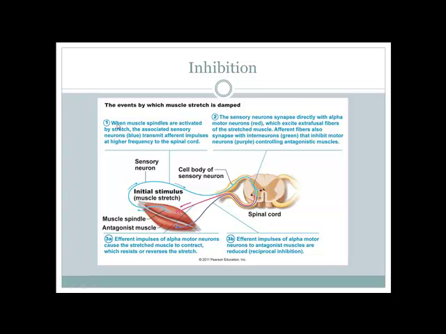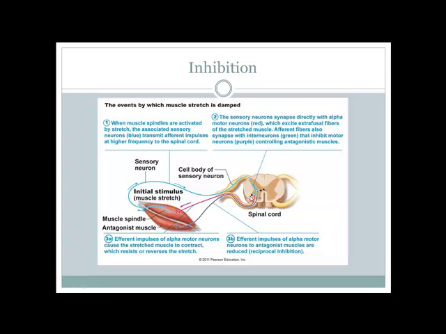So the way this is going to work: one, when the muscle spindles are activated by stretch, the associated sensory neurons are going to transmit afferent impulses at a high frequency to the cord. Okay? They send the information into the cord. Two, sensory neurons synapse directly with alpha motor neurons. All right? These are going to synapse in the cord. That's what you want to know. Then two things are going to happen.